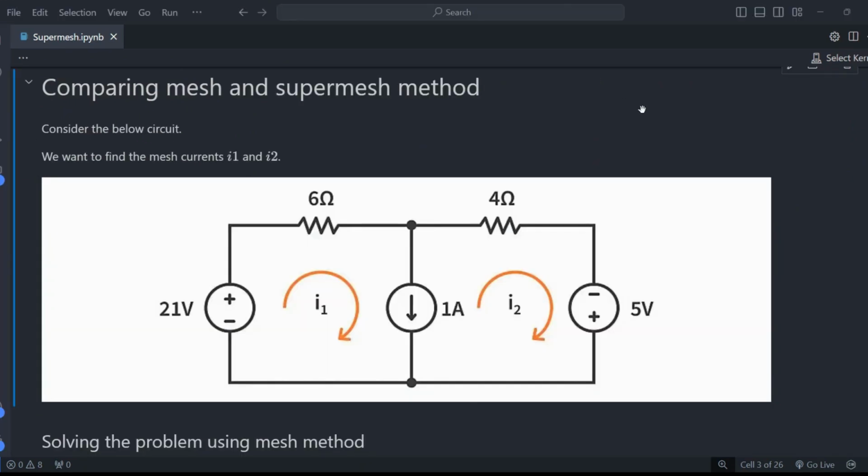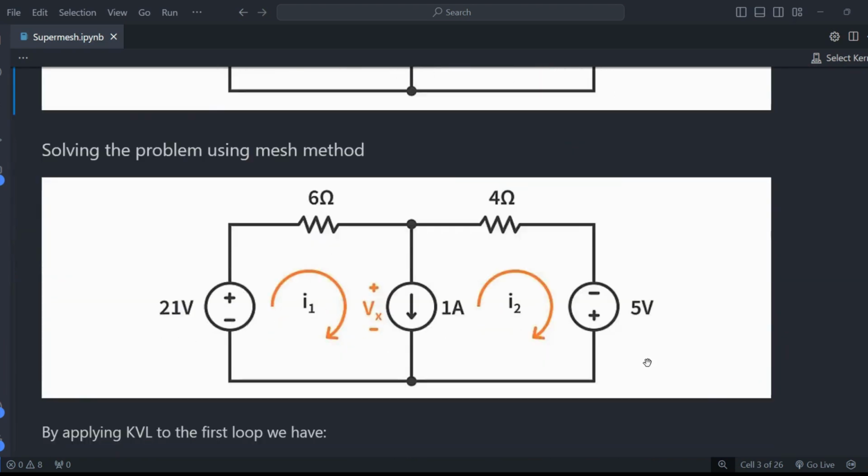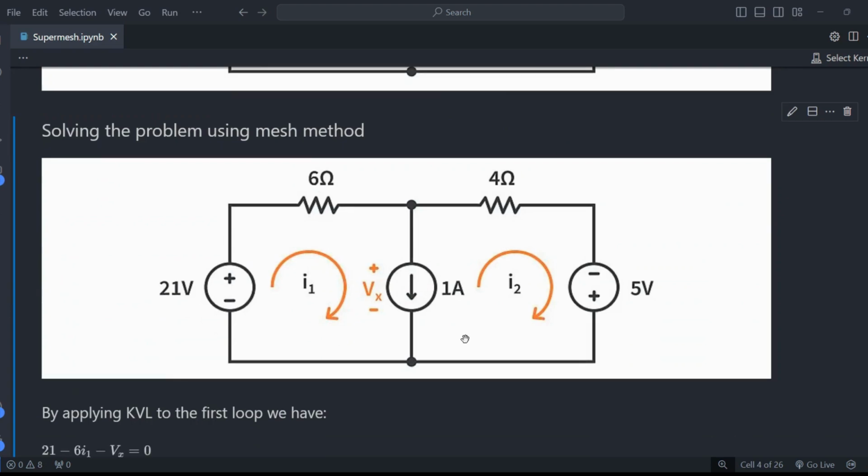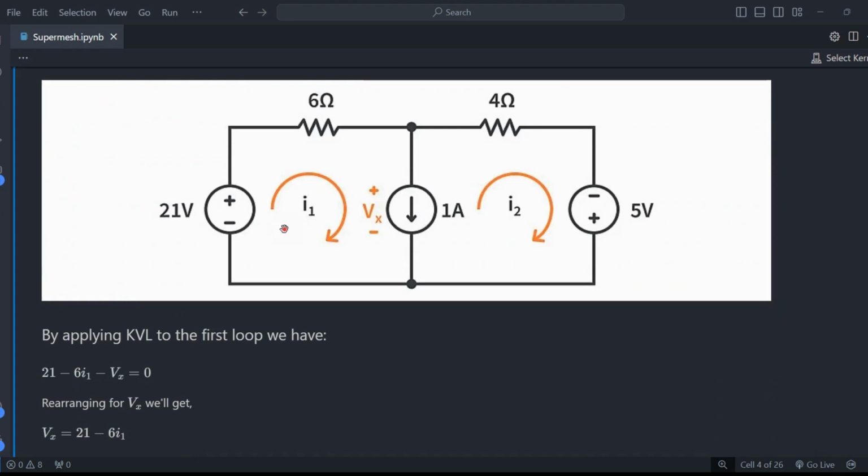Let's review an example together. Consider this circuit. We want to find I1 and I2, and we will assume both of them are clockwise. By using the mesh method, we have I1 and I2 clockwise as told, and we assume that the voltage across this current source is Vx. By applying KVL to the first loop, we have 21 minus 6I1 minus Vx equals 0. By rearranging for Vx, we get Vx equals 21 minus 6I1.